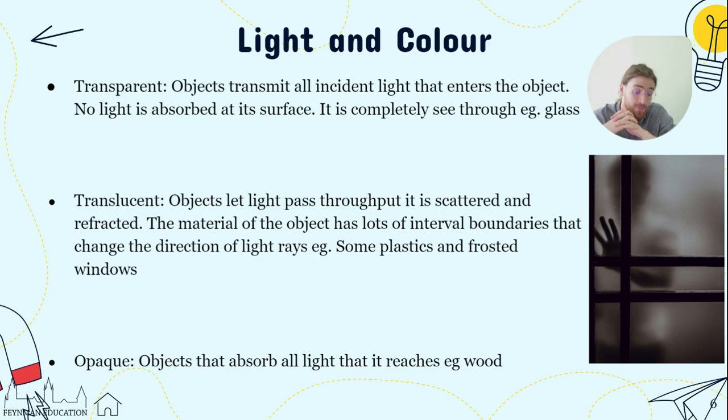Okay. Then we get opaque. Opaque objects absorb all the light that reaches them. So no light goes through. This is something like wood. This is something like me and you, the wall behind me. Okay, these would be considered opaque.